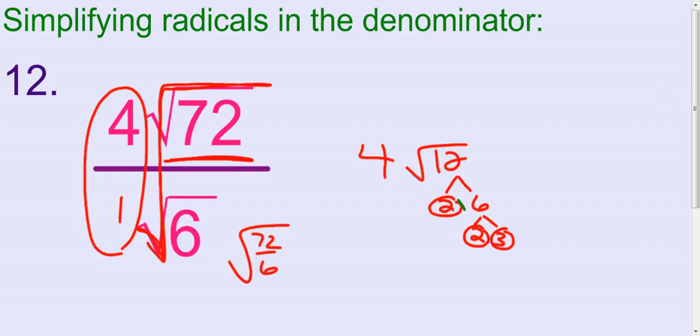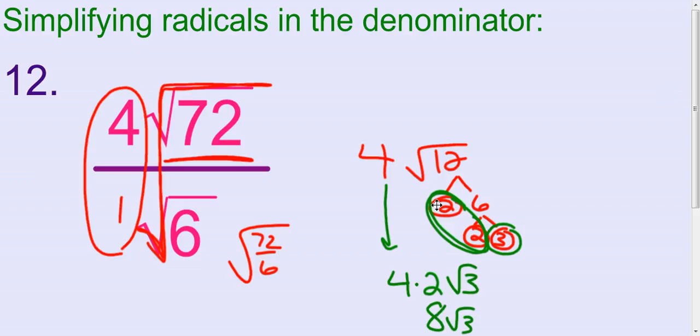And then you have a pair of 2's that get to go on the outside. So I have this 4 that I can't forget about, and then this pair of 2's that can go on the outside, and then this 3 that's right here doesn't have a buddy, so it has to stay on the inside. And this then becomes 8 root 3. Okay, so that wasn't so bad.